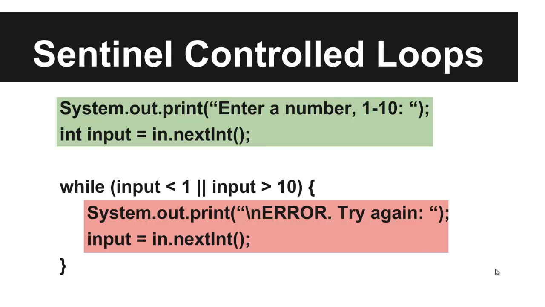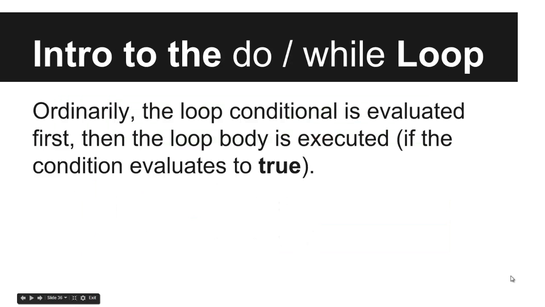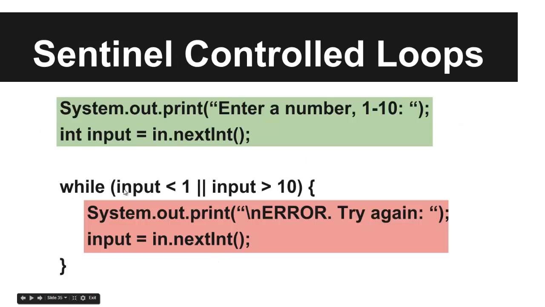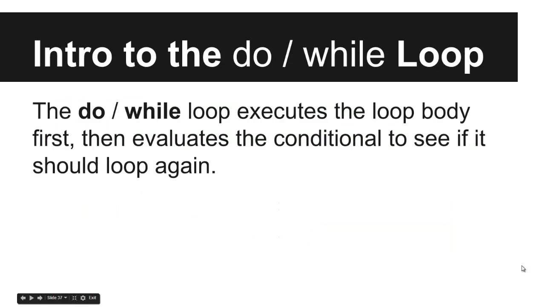When this happens, one structure that is very specifically designed for input validation is the do-while loop. And the difference between a do-while loop and a while loop is how the loop body and the conditional are evaluated relative to each other. In a while loop, your loop conditional is evaluated first, then the loop body is executed. So we check to see if our input is less than 1 or if the input is greater than 10, and if so, we execute all of that. That's the while loop. With a do-while loop, we execute the loop body first, and then we evaluate the condition to see if we should loop again.